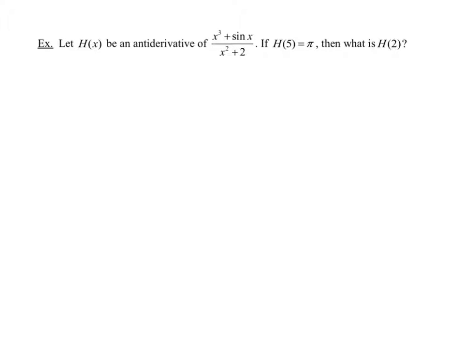Okay, this next problem was a recent AP exam problem. It says let h of x be an antiderivative of x cubed plus sine x over x squared plus 2. It gives us an initial condition here that h of 5 is equal to pi, and it wants to know what is h of 2. So I'm going to start by writing down h of 2 equals, h of 5 is my initial condition, so h of 5 plus the integral of h prime of x dx. My given value of x is 5, and my desired value of x is 2, so that will go as the upper bound. And so this is the setup to find the answer to this problem.